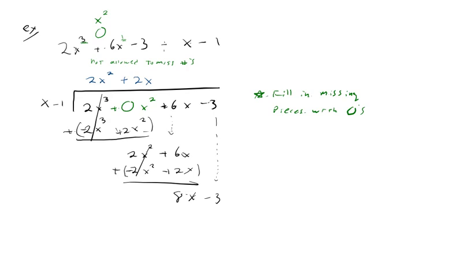So this is just a process, everyone. 8 times 1 is negative 8. Subtract those. Flip all my signs. The 8s cancel. Negative 3 plus 8 is 5. That's my remainder. So my answer is going to be 2x squared plus 2x plus 8 plus my remainder over x minus 1.